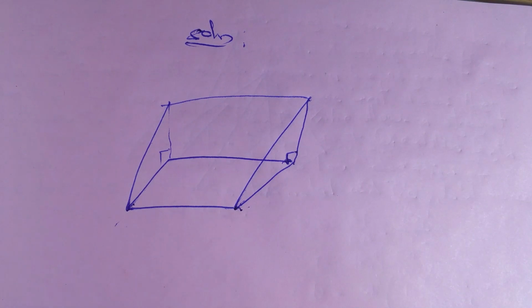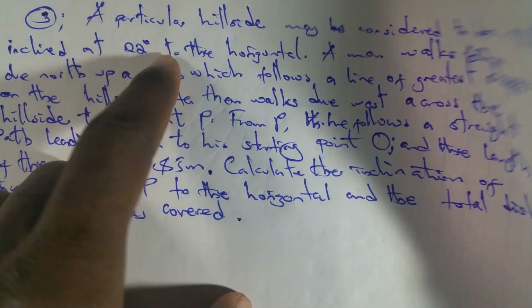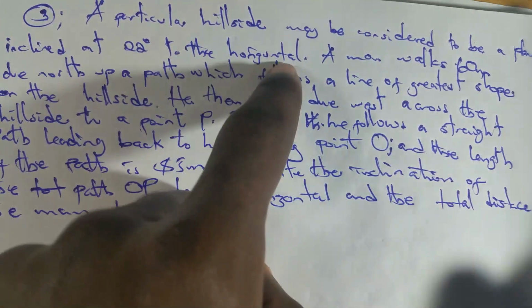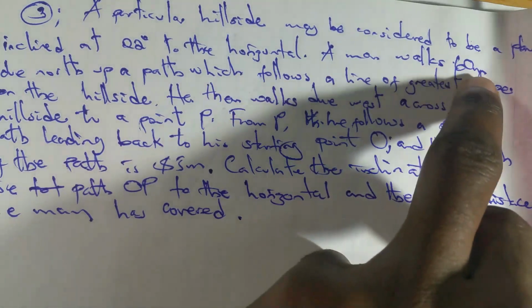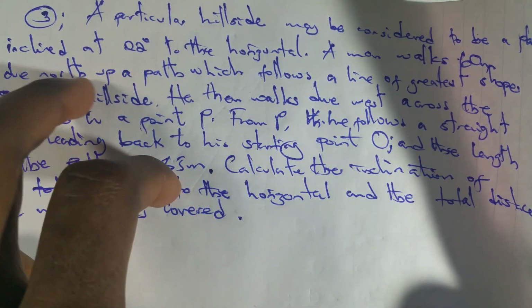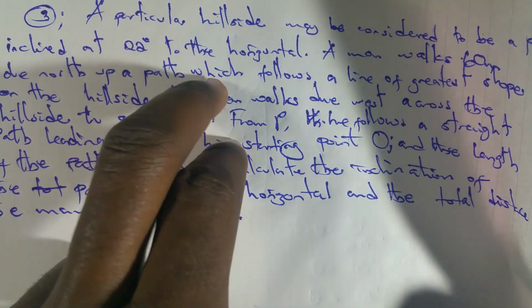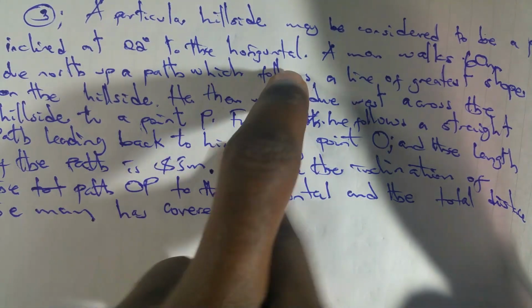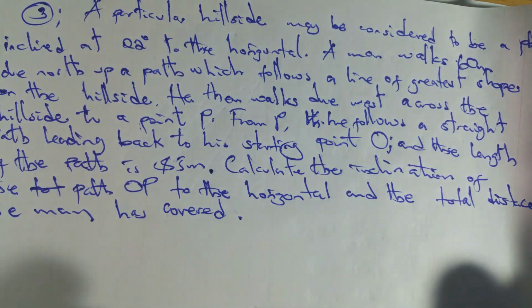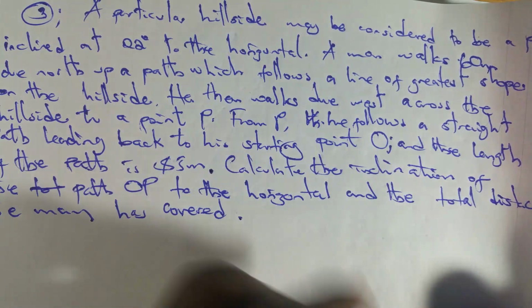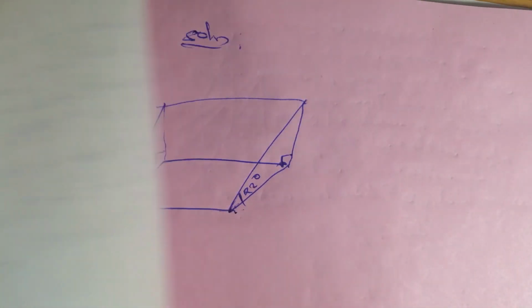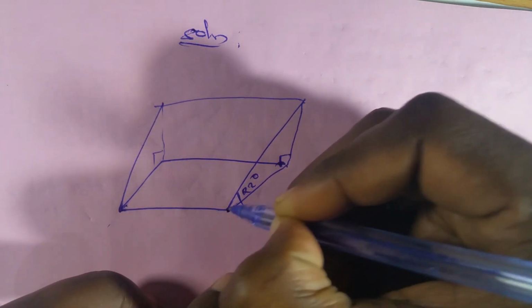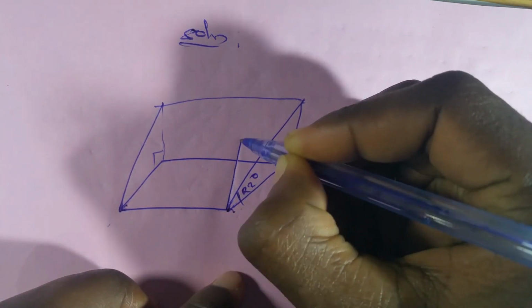Now let's see what the question demands. Try to interpret it. It's inclined at 22 degrees to the horizontal. A man walks 60 meters up due north, up a path, so it's up. North is considered to be up the path, which follows a line of greatest slope. The line of greatest slope is the inclination of our plane, at 22 degrees. On the hillside, he then walks due west across the hillside to point P. So this guy moves from here to, let me say, a point there.